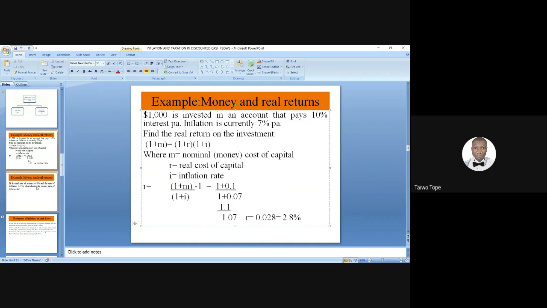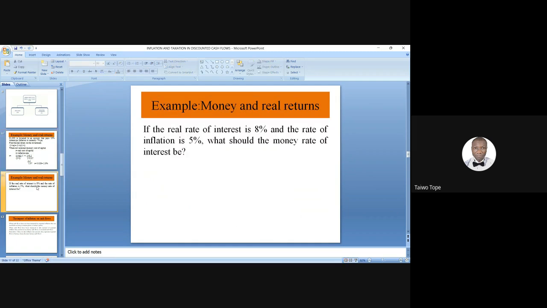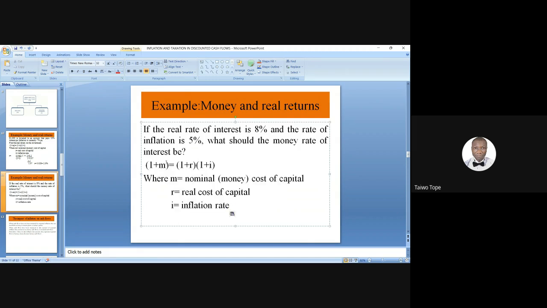So also, you can have another example talking about money and real returns. If the real rate of return is 8% and the rate of inflation is 5%, what should be the money rate of interest? You should bring back that formula again. At this point, you're trying to determine the value of M.